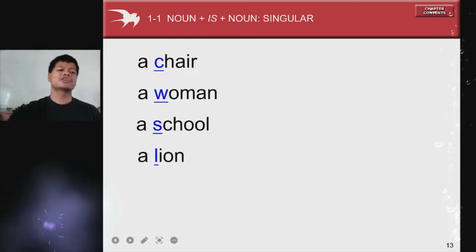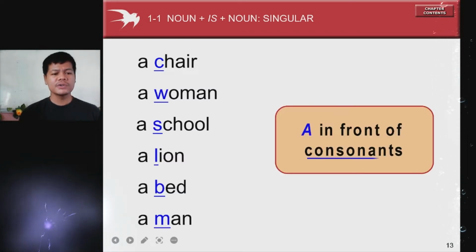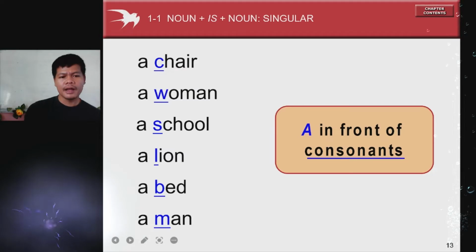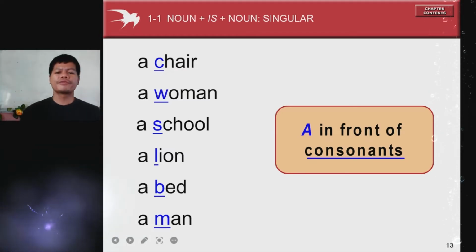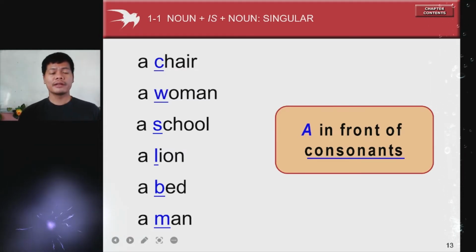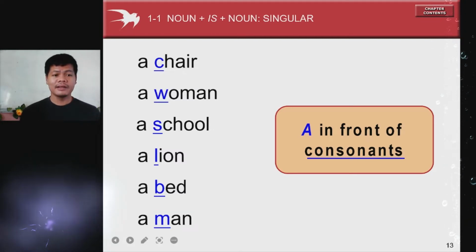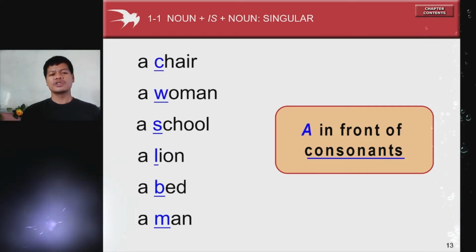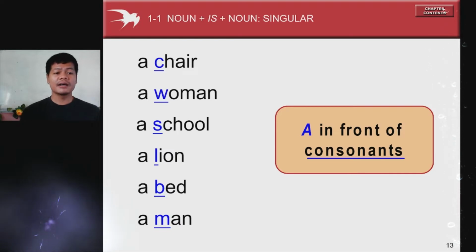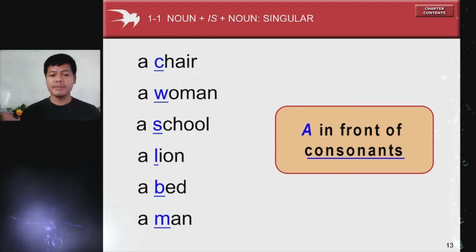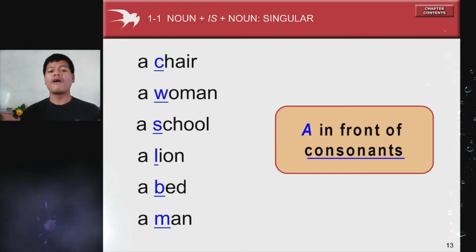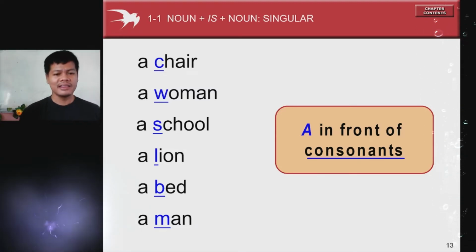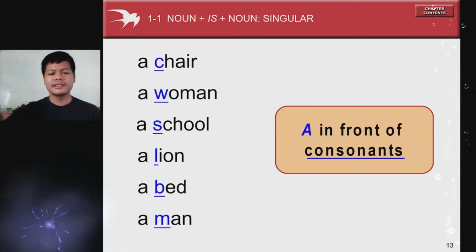Okay, a chair, a woman, a school, a lion, a bed, a man. A is used in front of a consonant. Do you know consonant? These are consonants: C, W, S, L, B, M. Do you know the Thai meaning of consonant? Kokai, kokai, kokwai. Do you know consonant?